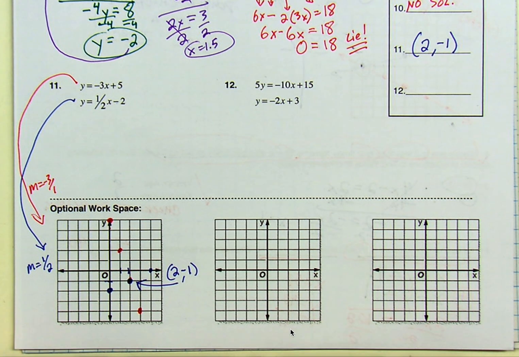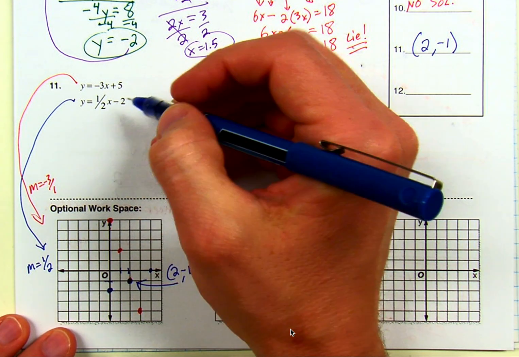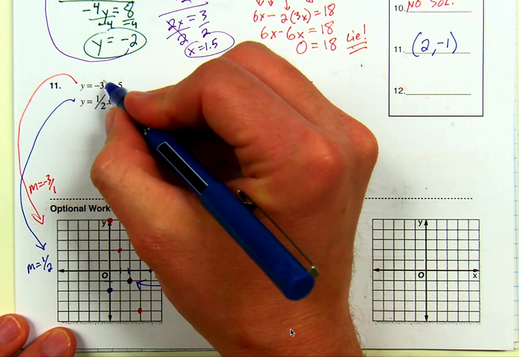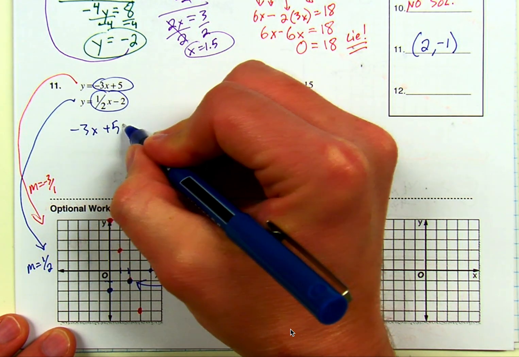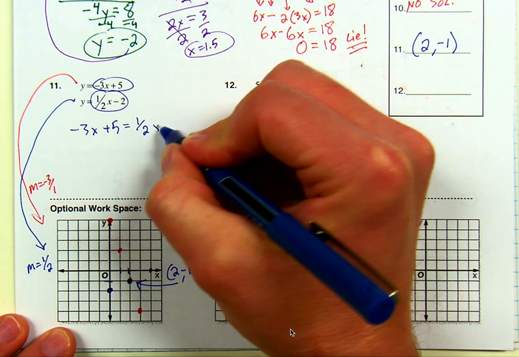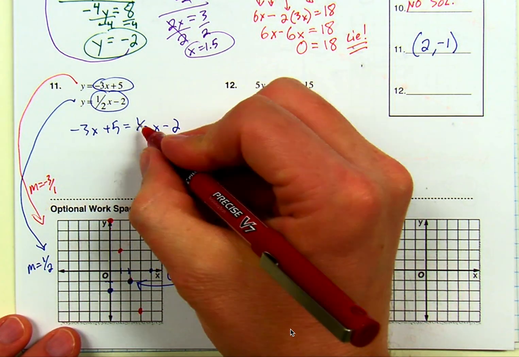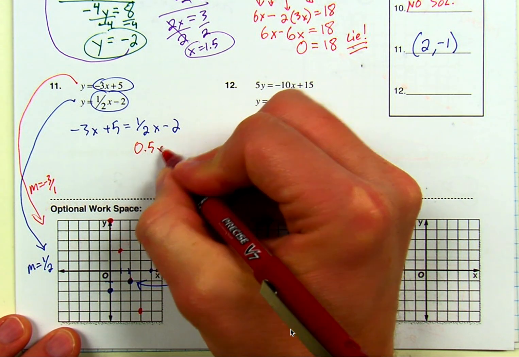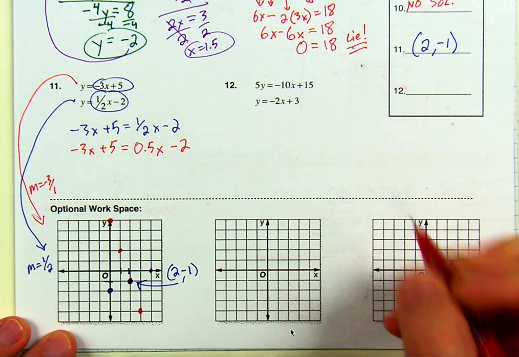Could we do elimination on this one? I guess it's lined up, sure. Could we do substitution? Sure, I could say y equals this and y equals that, so I could say this equals that. And if you're real scared of that fraction, could I turn that 1/2 into 0.5? If you're more comfortable with that, sure. Any of this is fine. You'll still get the same answer, by the way.